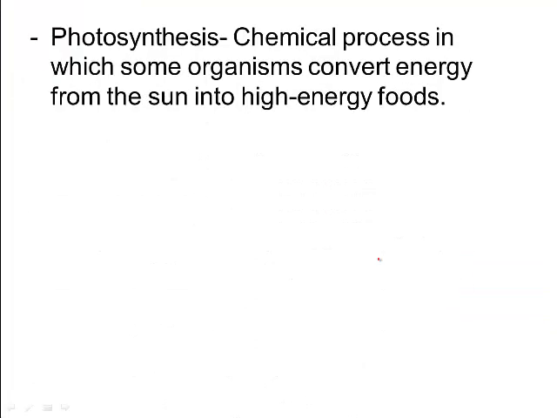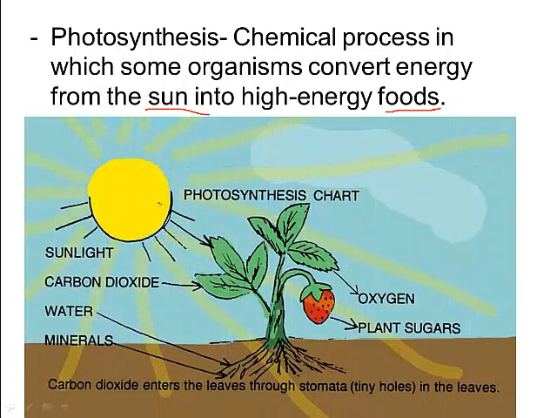So let's just review photosynthesis again. Remember, this is a chemical process in which organisms are able to convert energy from the sun into high energy foods, mainly sugar. Okay, so this is where you would need sunlight, carbon dioxide, and water. All of those things would go into the plant. And they would be used to make a fruit, which is storing the plant sugars, and also oxygen, which gets released as a waste. Okay, so this is going back to what we learned back in Standard 2.4.